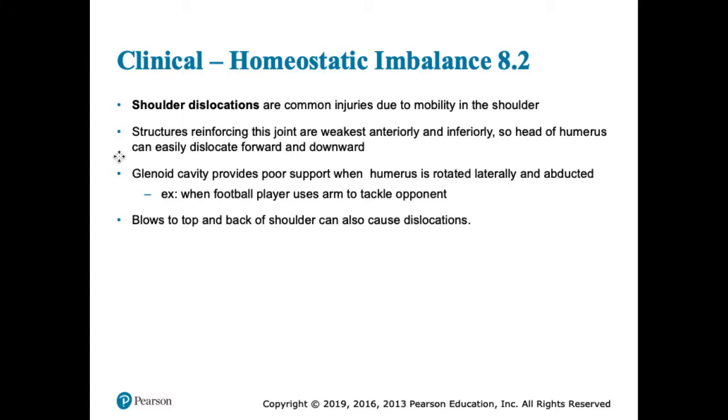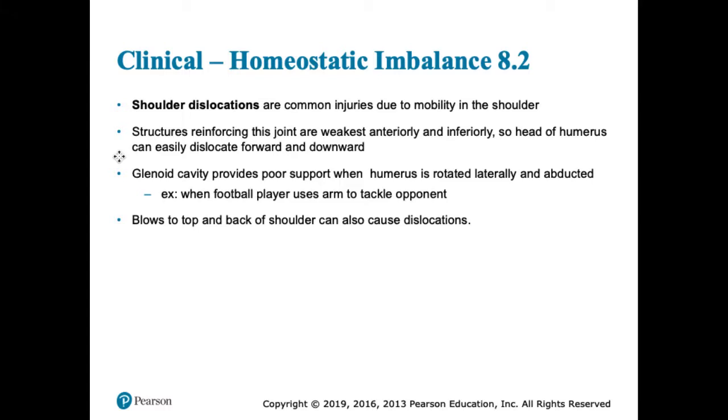One issue with the shoulder joint is shoulder dislocation. Very common because of the mobility. Remember, we said we sacrifice stability for mobility, so there can be a lot of injury. The structures reinforcing this joint are the weakest anteriorly and inferiorly, so the head of the humerus can easily dislocate forward and downward.